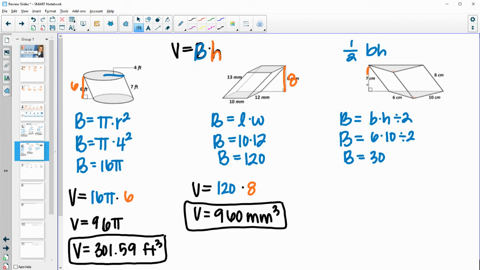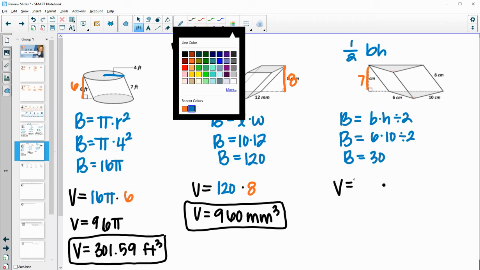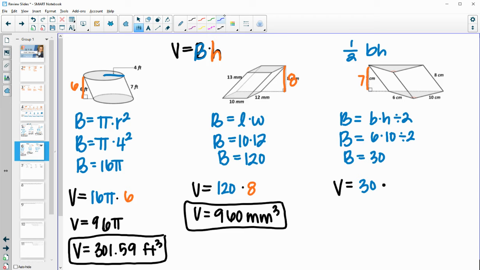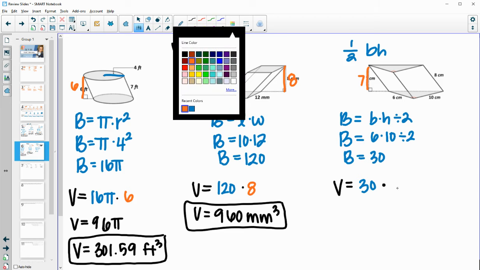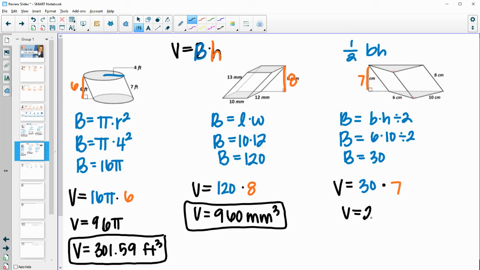Then the height of this shape is here at 7. So then volume will be area of the base times the height. Area of the base is 30 and the height is 7. So then our volume is going to be 210 centimeters cubed.